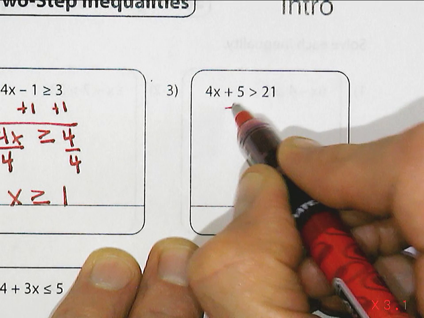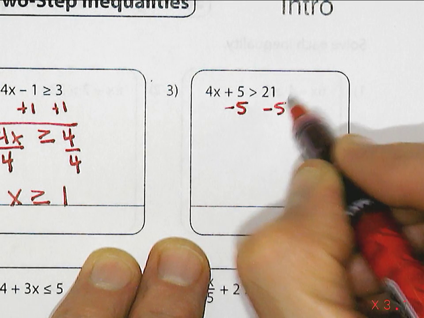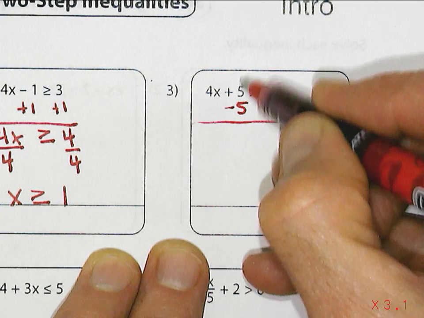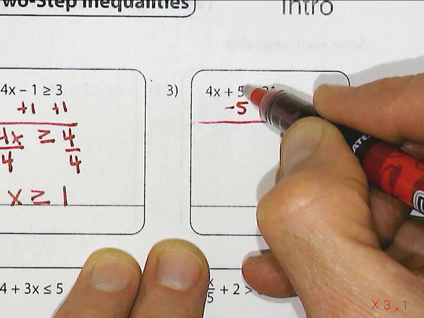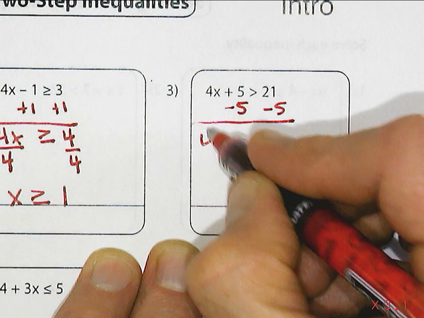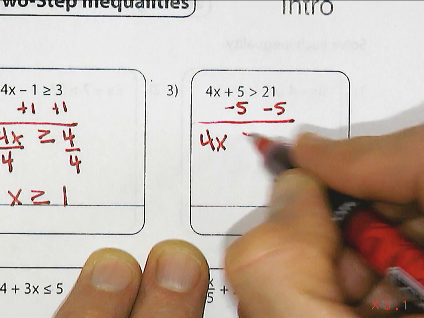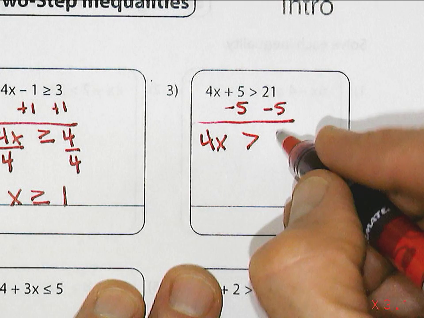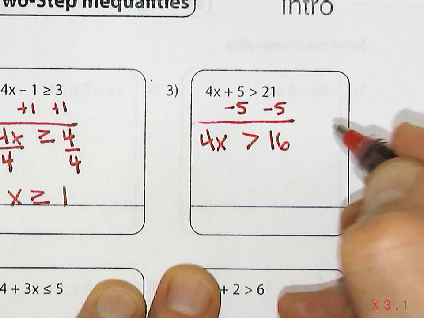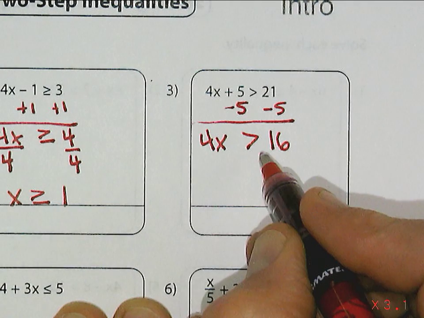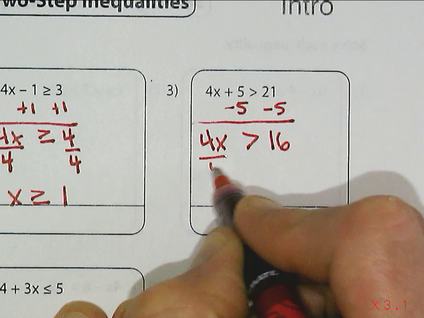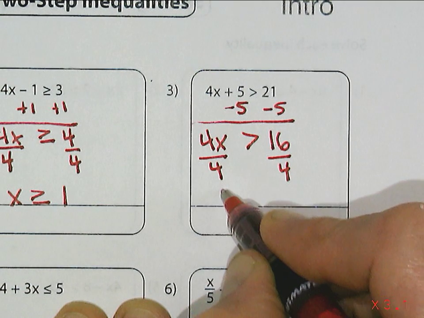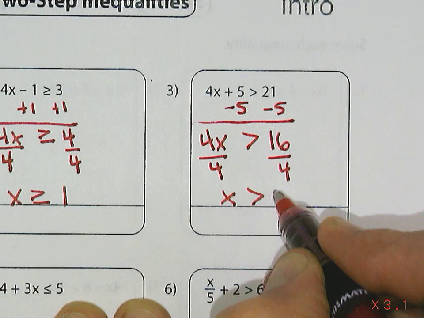So I get a minus 5 on both sides because that additive inverse of 5 makes the 5 go away. Positive 5 and negative 5 makes 0. So I have 4x is greater than 21 minus 5, which is 16. And so 4x is greater than 16, divide both sides by 4, and I get x is greater than 4.